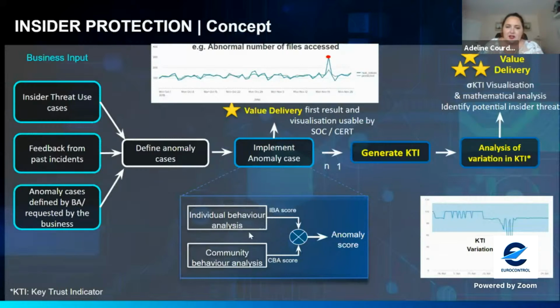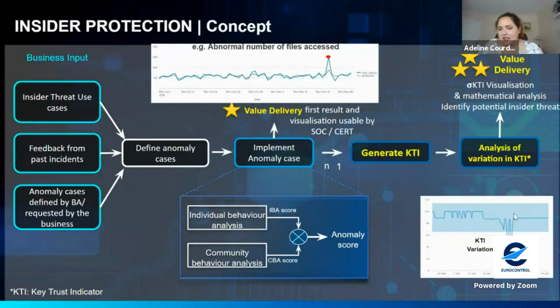So we can have several anomaly cases and several techniques to analyze behavior, and we aggregate all those results into one single value, which we call the KTI, the key trust indicator. This key trust indicator is generated for each user account each day. What we analyze, and what provides most of the value, is the variation of this KTI, where we group all the threat patterns.